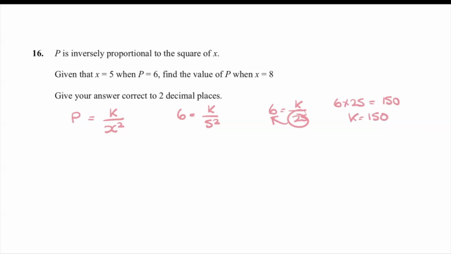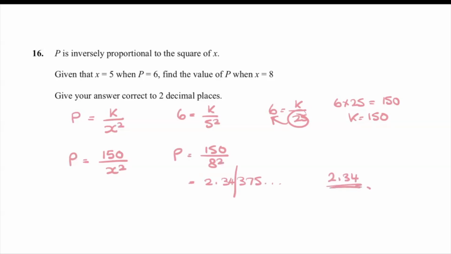We've got to find the value of p when x is 8. So we now have p equals 150 over x squared. We're going to substitute in the 8, which is obviously going to give us 64. 150 divided by 64, you pop that in your calculator. Show some of the digits that it's being displayed. We're doing it correct to 2 decimal places, so it's going to cut here. There's no rounding required, and that will be our final answer.